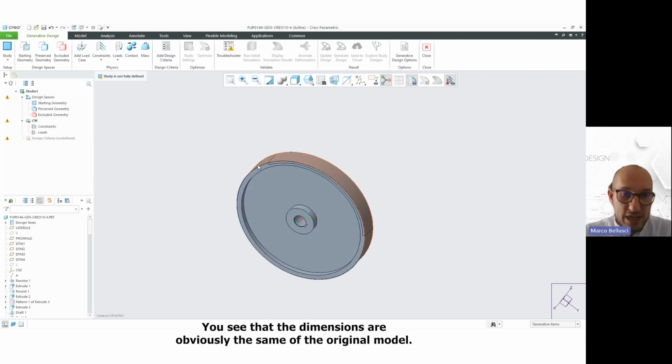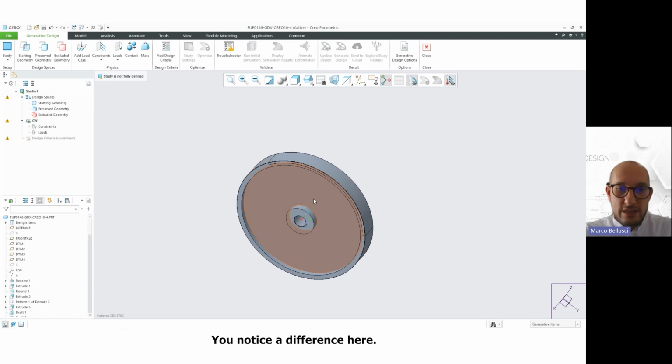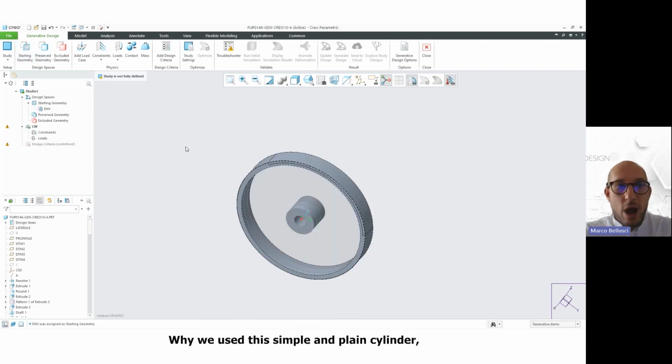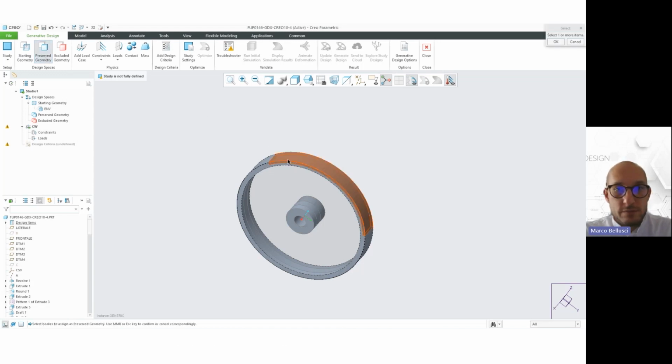You'll see that the dimensions are obviously the same as the original model. You'll notice a difference here. We define this simple and plain cylinder that we used as starting geometry. Why do we use this simple and plain cylinder? Because we wanted to leave generative design completely free to find the optimal solution without any bias from the starting geometry.